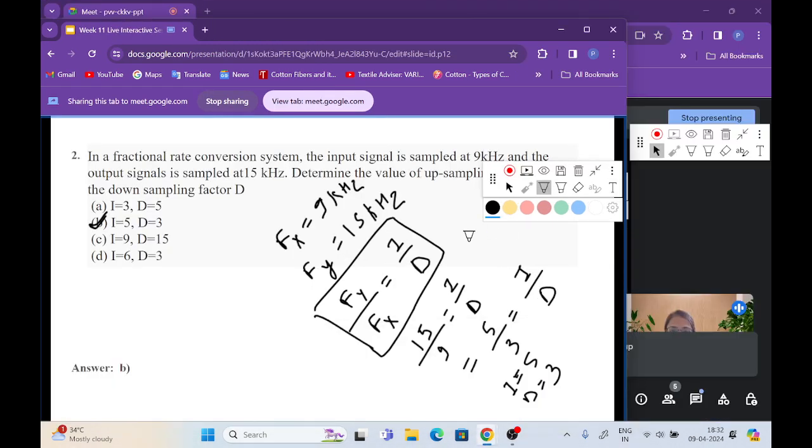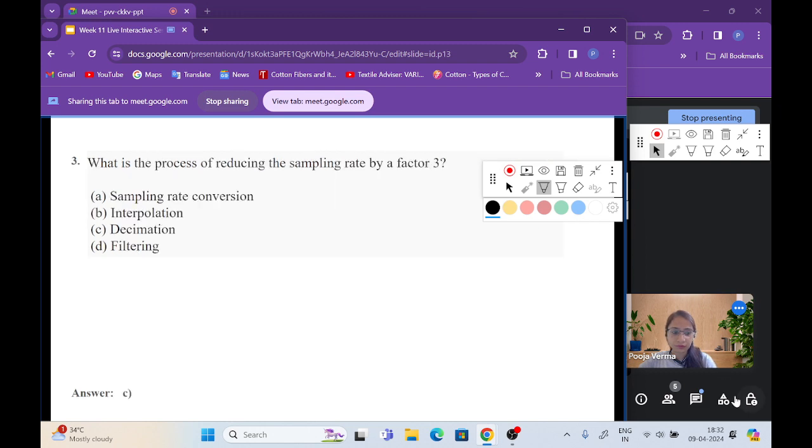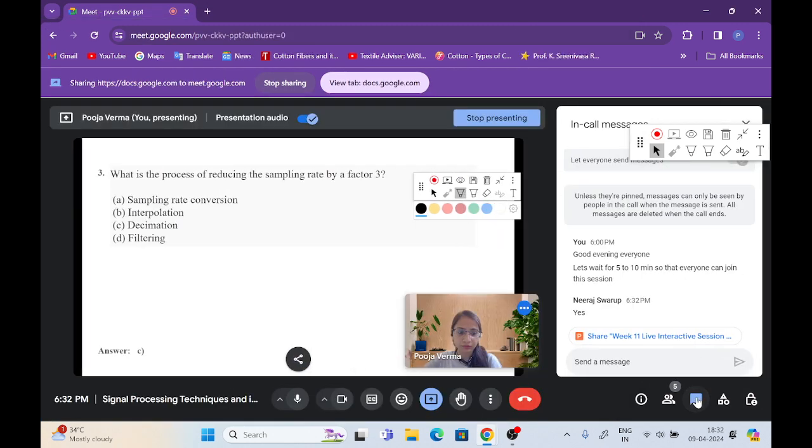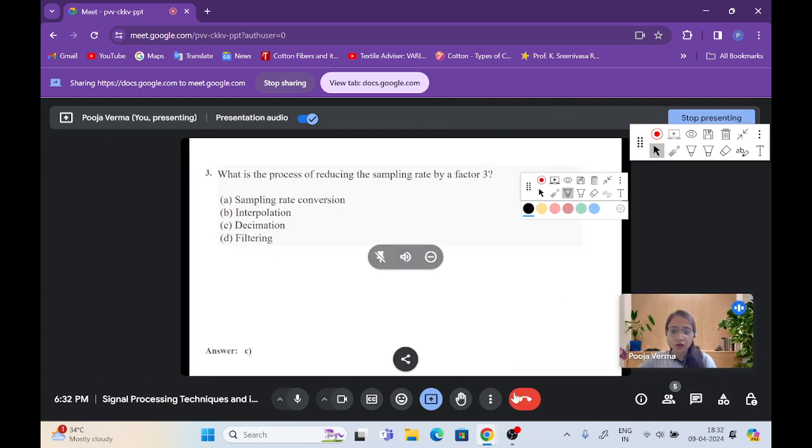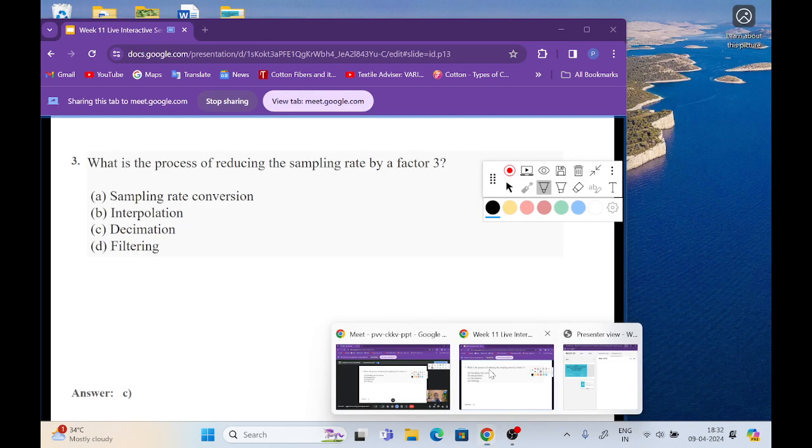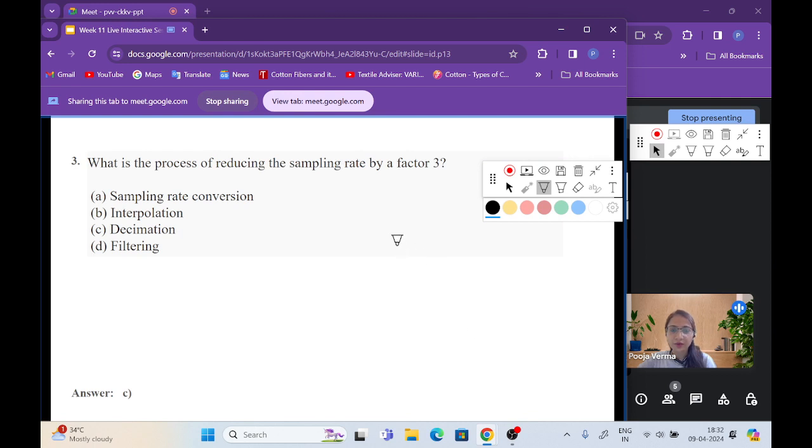So moving to the next question. What is the process of reducing the sampling rate by a factor 3? Option A is sampling rate conversion. Option B is interpolation. Option C is decimation. Or option D is filtering. So any one of you want to answer this question? Please answer in the chat box.